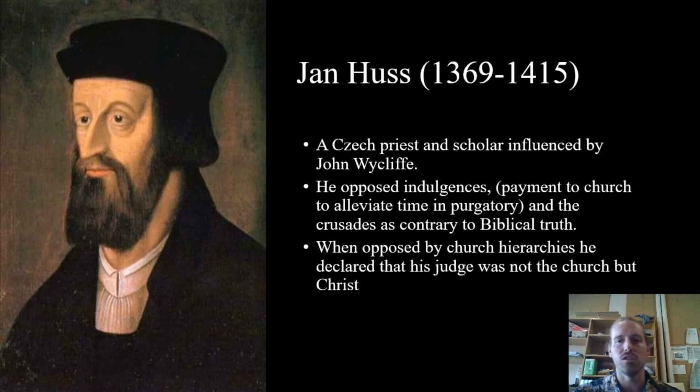Jan Hus opposed indulgences, which were payment to the church to alleviate one's time in purgatory, and believed that the Crusades, Christian sacred wars, were contradictory to biblical truth. He also opposed church hierarchies and the distance created between worship and the common person. Now, these are all points that Martin Luther is essentially going to make about 100 years later. But Jan Hus makes them before the invention of the printing press, and that's significant.